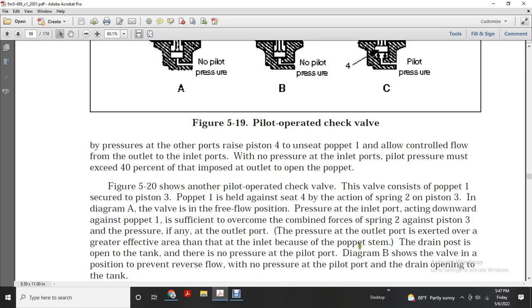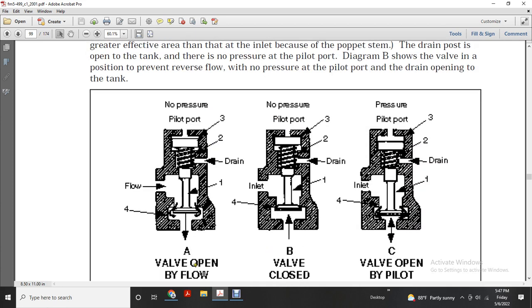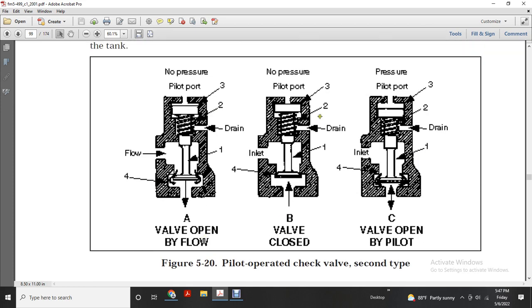There is no pressure at the pilot port. Diagram B shows the valve in the position where the pilot prevents the reverse flow, with no pressure at the pilot port, and the drain opening into the tank. The valve is opened by flow, with parts 3, 2, 1 and the drain valve 4 shown, and no pressure at the pilot port. With pilot pressure at the inlet, the valve may be opened by the pilot.